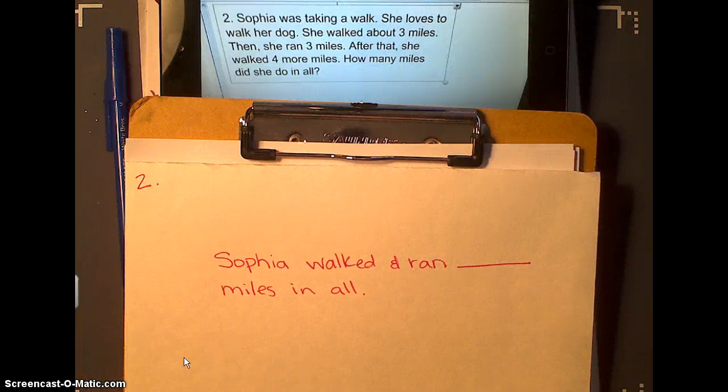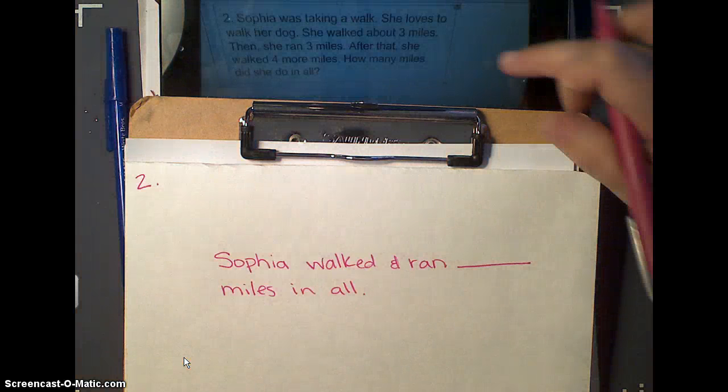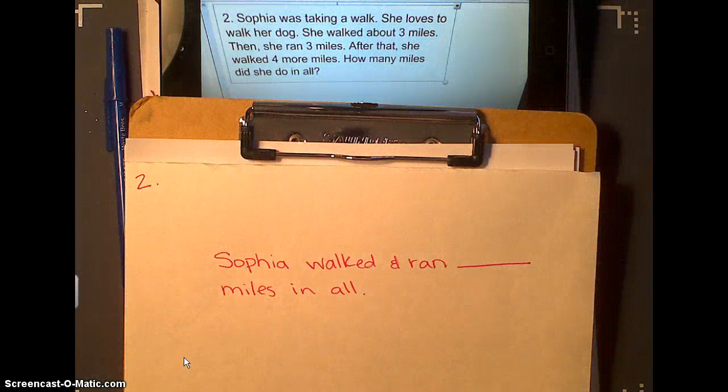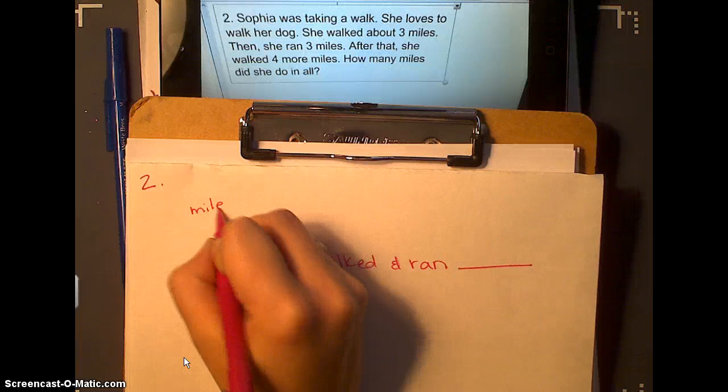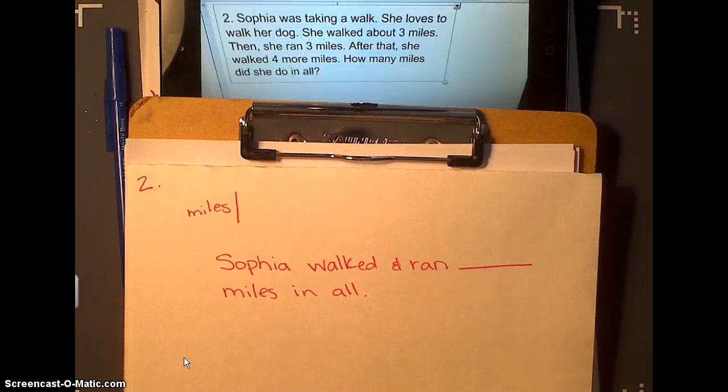Our next step is to figure out what our whole problem is about. So I'm going to think about it, and maybe I'll just read it again. Sophia was taking a walk. She loves to walk her dog. Well, right now she's talking about walking her dog. She walked about 3 miles. Then she ran 3 miles. After that, she walked 4 more miles. How many miles did she do in all? Well, I think the main idea of this word problem is miles. So I'm going to write miles right over here, and I'm going to put my starting line.